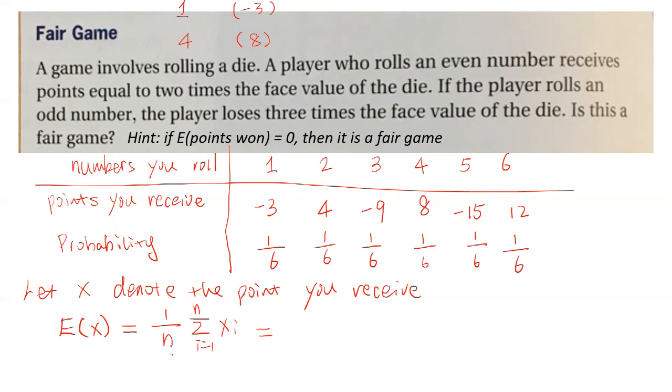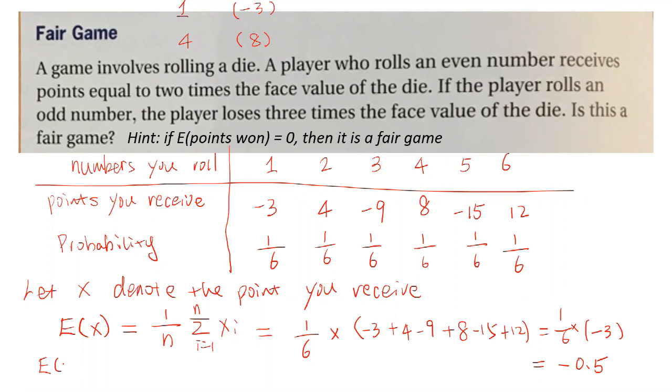Okay, 1/n, n is your number of sample points. So we have 6 sample points here, multiplied by all the points you receive. That is -3 plus 4 minus 9 plus 8 minus 15 plus 12, which is, okay, 1 minus 3, right? Okay, so the final result is minus 0.5.